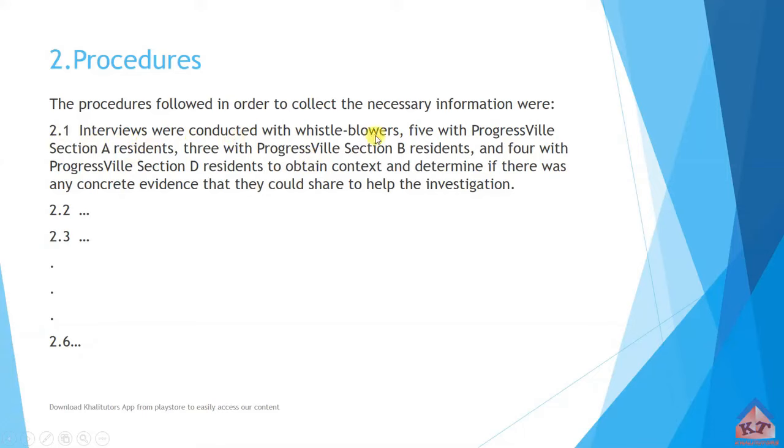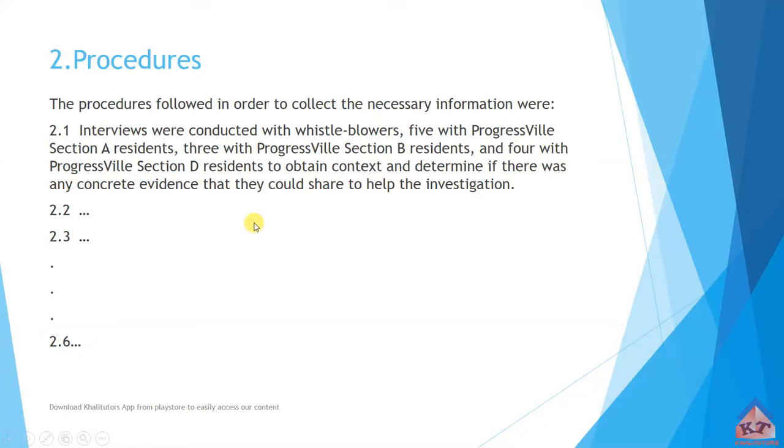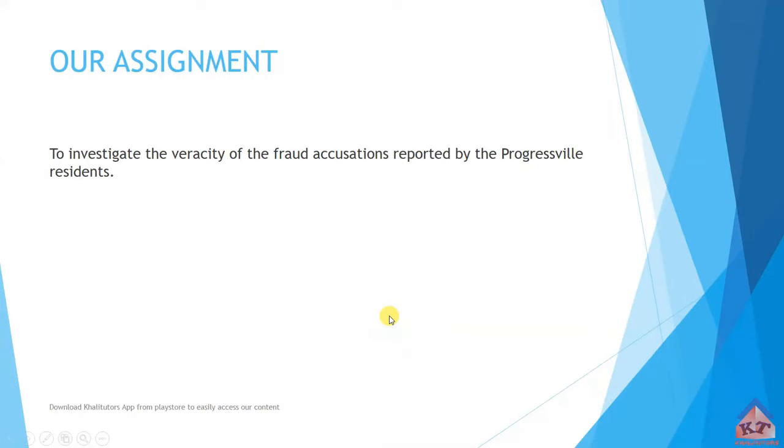Interviews were conducted with whistleblowers, 5 and so on. After writing this, you will list the second procedure. You list the second action that was taken, and then the reason for taking that particular action, and then you'll do the same under 2.3 all the way to 2.6 or 2.7, depending on the number of procedures or the number of actions that you would have taken to investigate this matter.